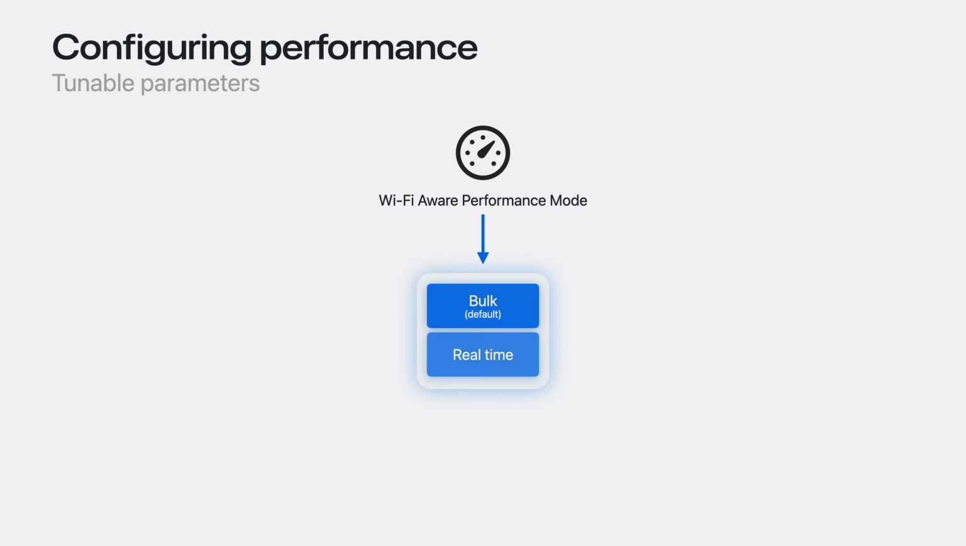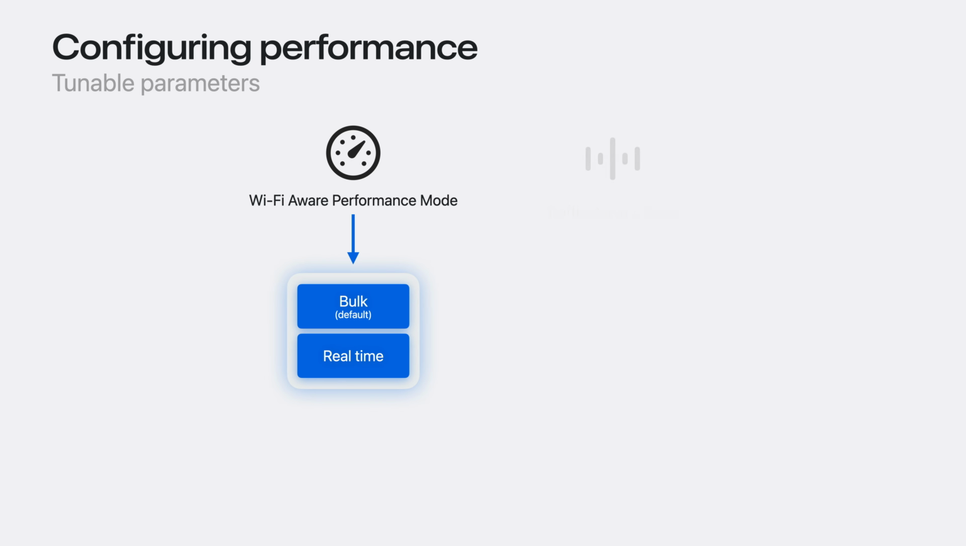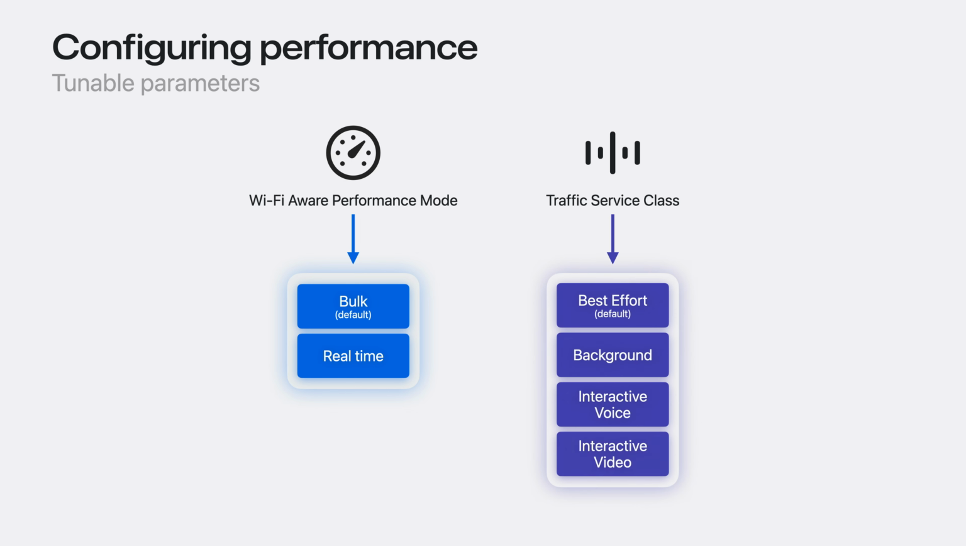One is the Wi-Fi aware performance mode, which influences the Wi-Fi aware duty cycle. The second is the traffic service class, which sets the priority for packet transmission. This defaults to best effort, but can be set to interactive video or voice for lower latency. If you have lower priority data, utilize the background service class to avoid interfering with other traffic.